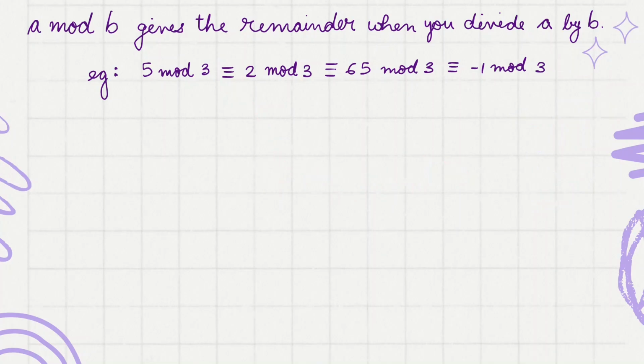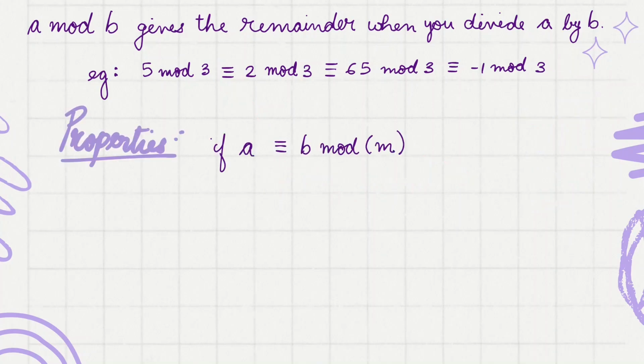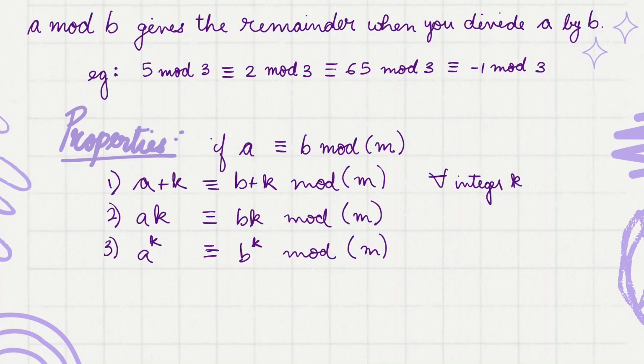Let's proceed to some properties. If A is congruent to B mod M, then we can say that A plus K is congruent to B plus K mod M, A times K is congruent to B times K mod M, and A to the power of K is congruent to B to the power of K mod M.